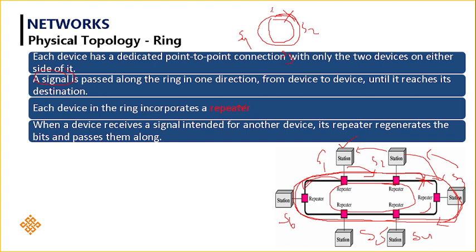So the token should not stop. In that way, even if the link is broken, there is a concept known as a dual ring, which helps in moving the token in the anti-clockwise direction, so that the data transmission does not stop.